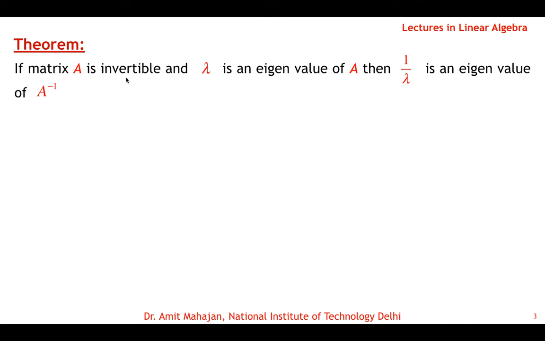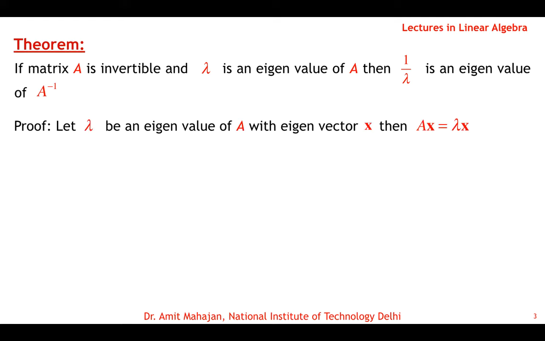The next result: if a matrix A is invertible and lambda is an eigenvalue of A, then 1 by lambda is an eigenvalue of A inverse. It is really interesting that if matrix A is invertible, that means determinant A is non-zero, or A is not a singular matrix, so lambda equal to 0 is not an eigenvalue. All the eigenvalues of this matrix are non-zero, and if you know the eigenvalues of A, then immediately you know the eigenvalues of A inverse.